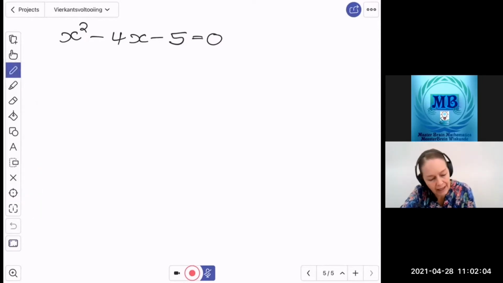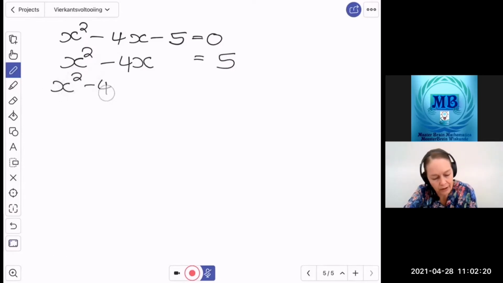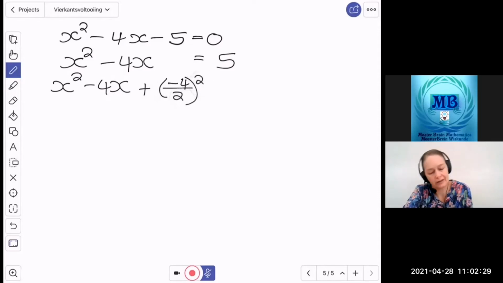So basically we will have x squared minus 4x. We have a -5, so the inverse would be +5. It will cancel out on the left, and on the right-hand side, we will have +5. We will then rewrite x squared minus 4x, and then we will add the coefficient of x, which is -4. We will half it and we will square it. And we will do the same on the right-hand side, which is your -4 divided by 2 and squared.